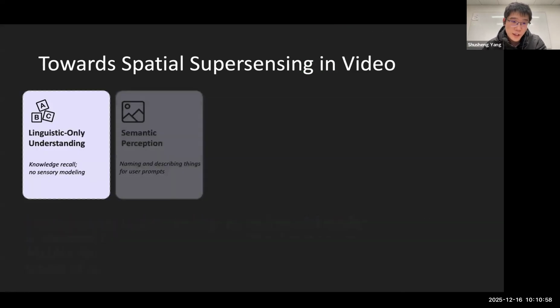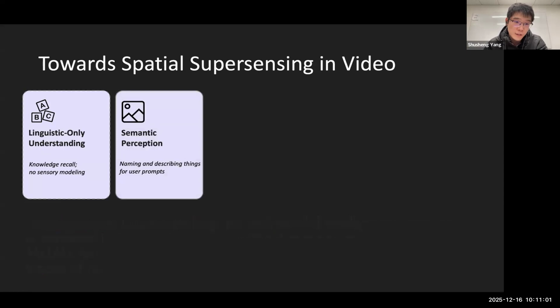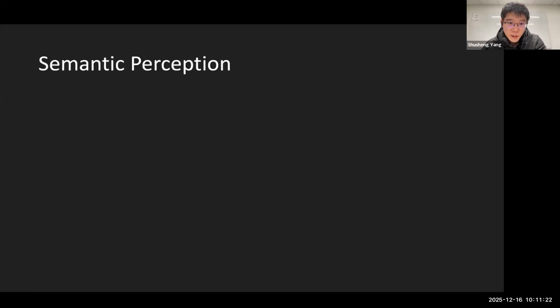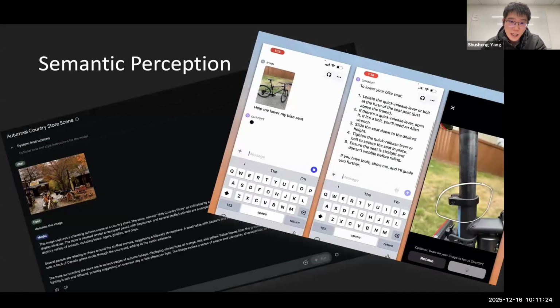And the second level is semantic perception. It's about naming and describing things for user prompts. Here, the model has to parse pixels into objects, attributes, or relationships. This corresponds to the show-and-tell capabilities in current multimodal large language models. And here are other examples of semantic perception, like how we chat with ChatGPT or Gemini with some visual inputs.